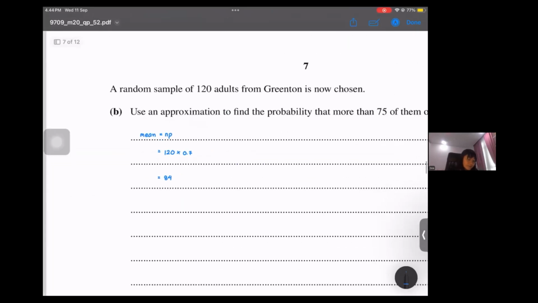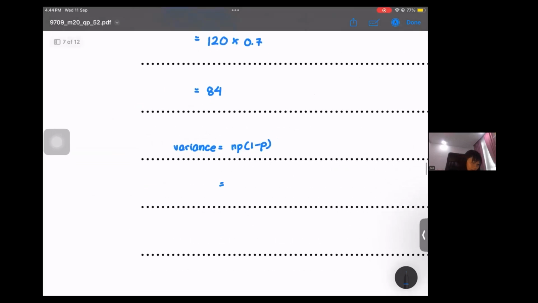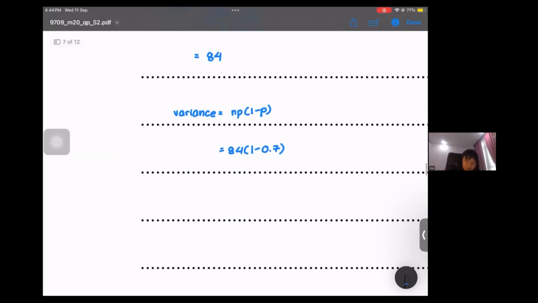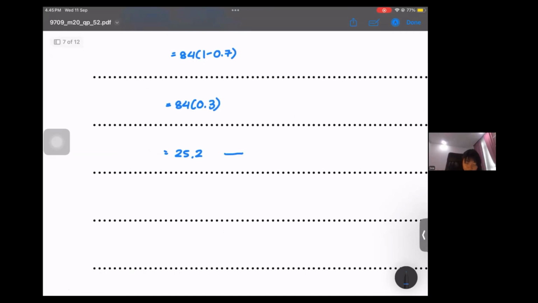Now we shall find the variance. Variance has the formula of np(1 minus p). Our np value has been found, so it will be 84 times (1 minus 0.7). This will become 84 multiplied by 0.3, which will become 25.2. To find the standard deviation, we will need to square root it. So standard deviation is the square root of our variance.